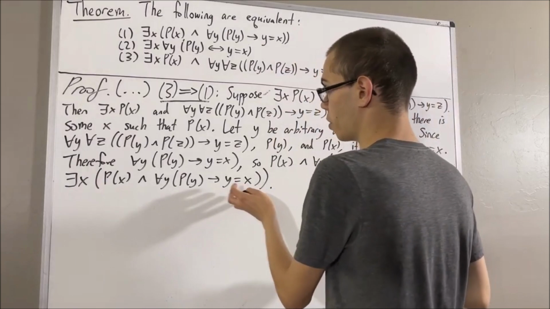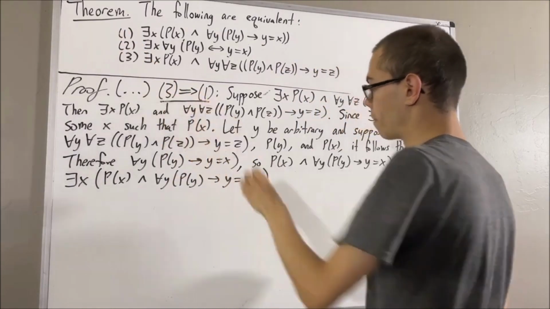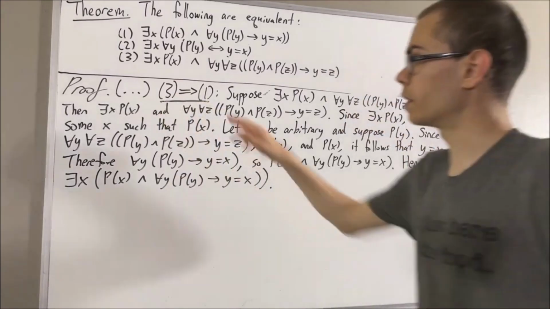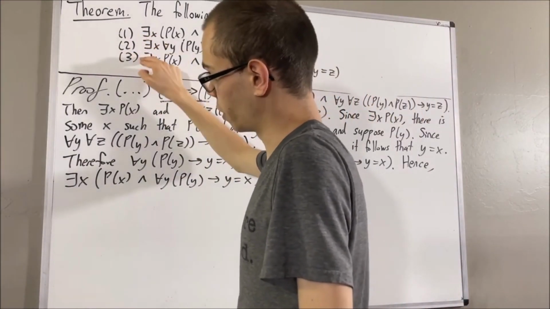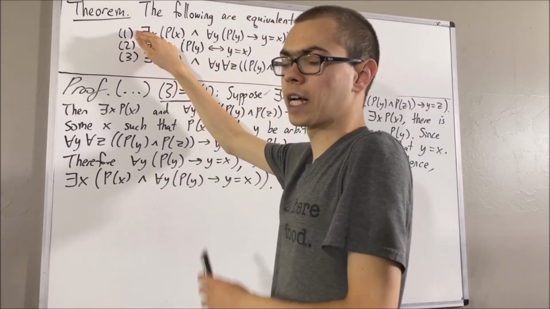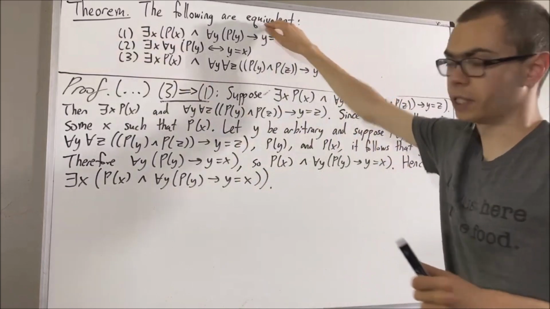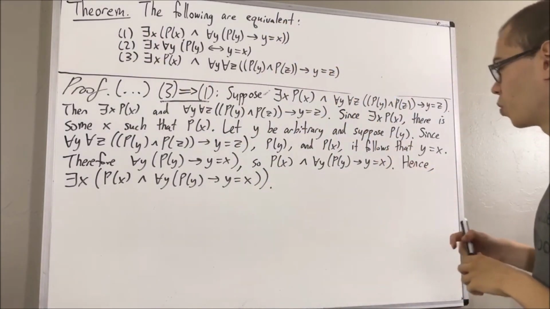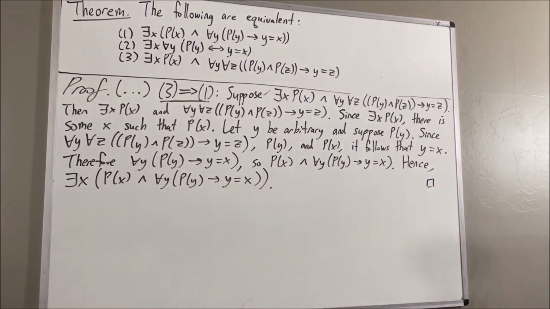So we have shown that 1 is true. So if 3, then 1. And so we have proven if 1 is true, then 2 is true. If 2 is true, then 3 is true. And if 3 is true, then 1 is true. And as we said at the beginning, this tells us that all 3 are equivalent. And that's exactly what we wanted to prove. So this completes the proof. And so yeah, that's pretty much it for this video.